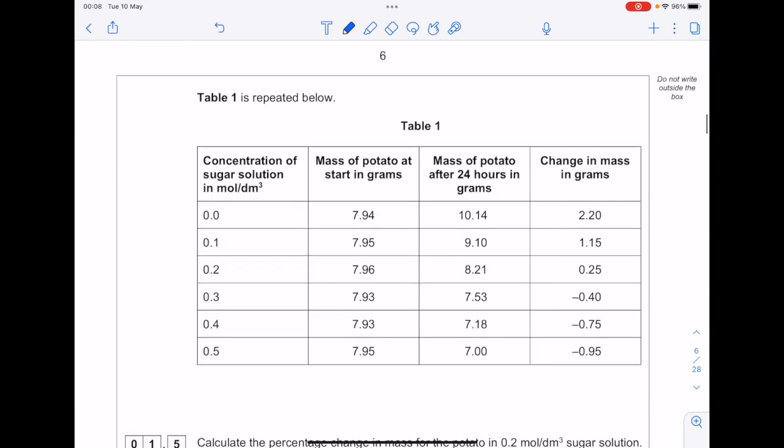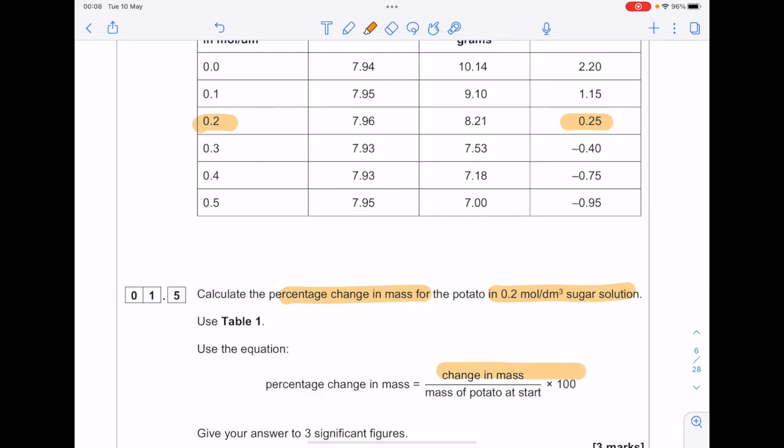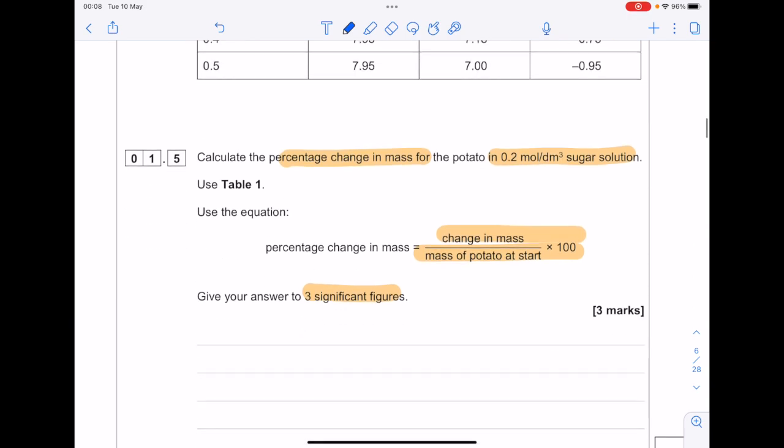Table 1 is repeated below. Calculate the percentage change in mass for the potato in 0.2 molar sugar solution. And look, they've given us the equation. So making sure that we give our answer to 3 significant figures. What is the change in mass? Well, we've been told it's 0.25.